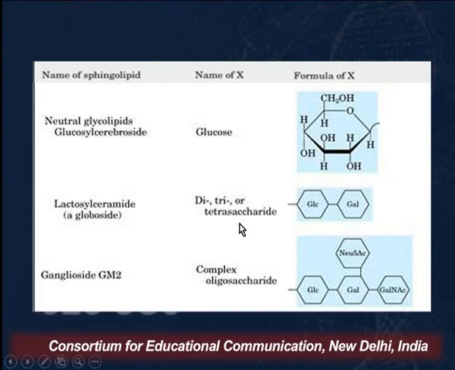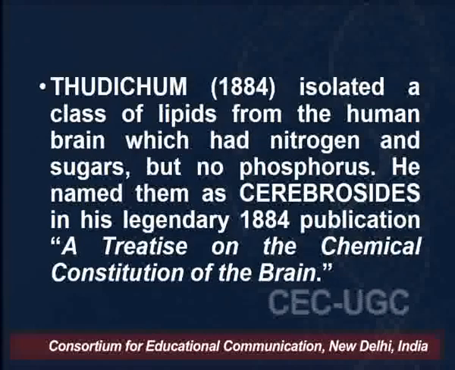But as of now, what you have to remember is that if we have one monosaccharide, only one sugar molecule is present, they are cerebrosides. If 2 or more sugar molecules are present, that is oligosaccharides are present, then it is globosides. And if we have a complex oligosaccharide and one of the members there is sialic acid, then they are going to be gangliosides.